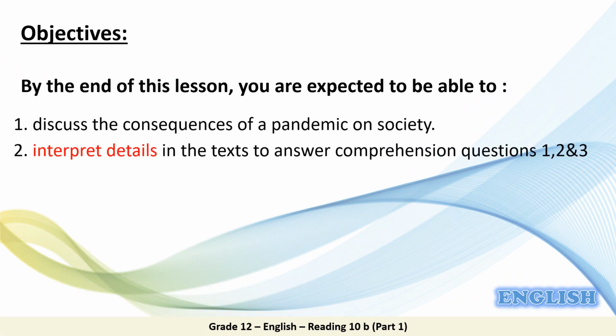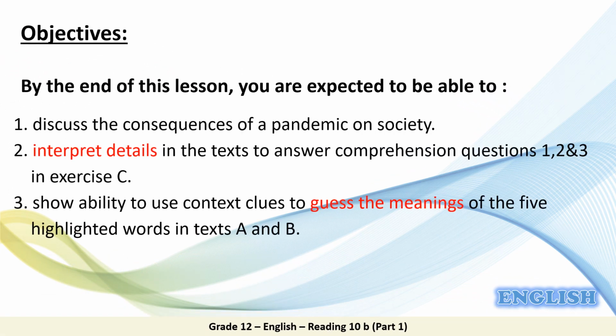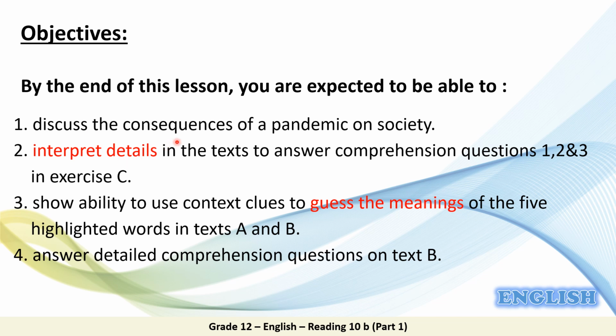By the end of this lesson, you are expected to be able to discuss the consequences of a pandemic on society, interpret details in the texts to answer comprehension questions number 1, 2, and 3 in exercise C. You'll be able to show ability to use context clues to guess the meanings of the 5 highlighted words in texts A and B, and you will be able to answer detailed comprehension questions on text B.